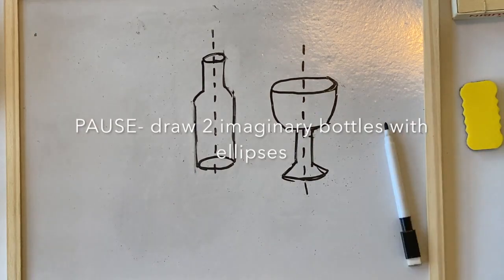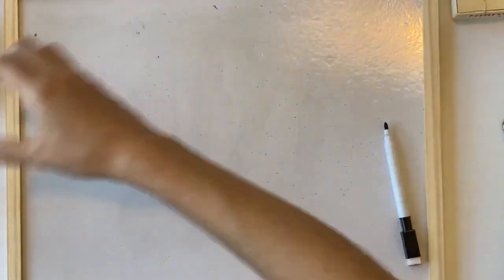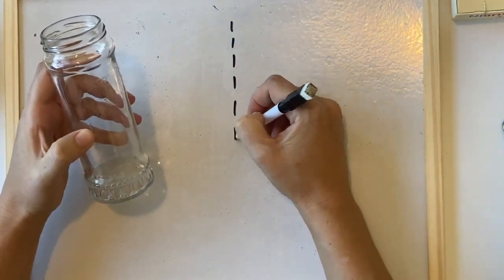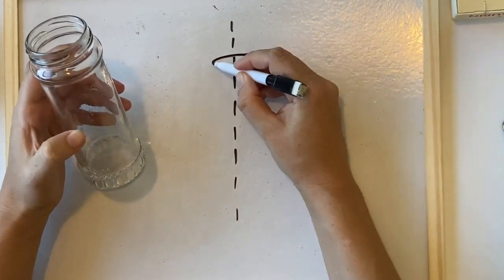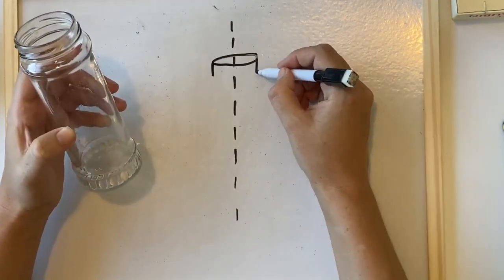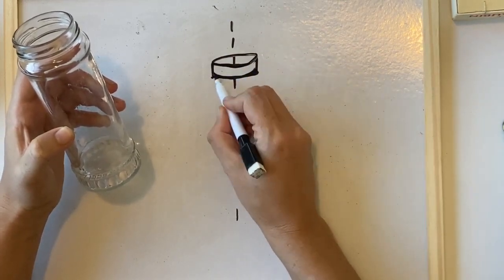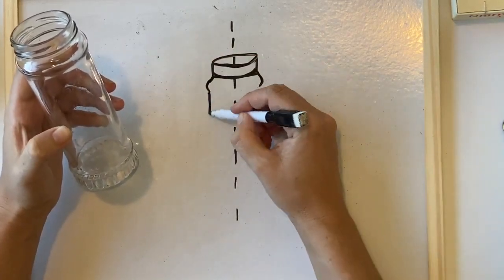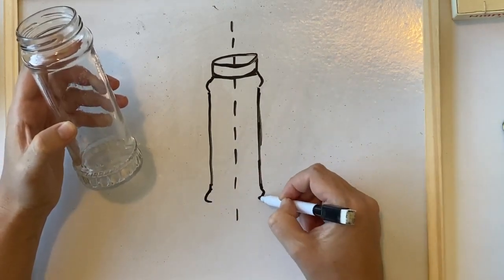Okay, now let's draw some real objects. So we'll try drawing this jar. I'm going to give myself that center line again. Then you start at the top with your ellipse. Then it's got these parts that go down. Got a curve, right? This has to be a curve. Then it's got a little bump. It goes down. It's got a little bump.